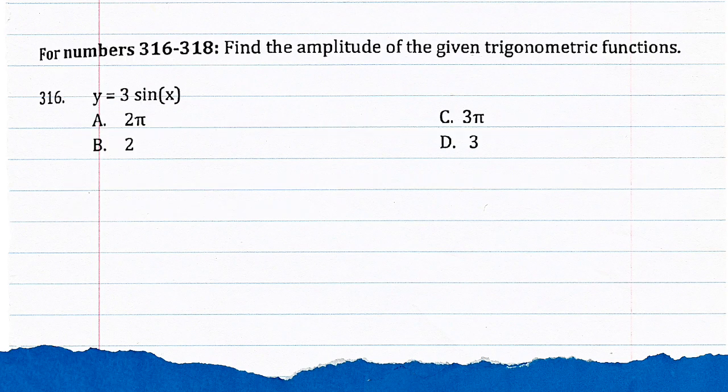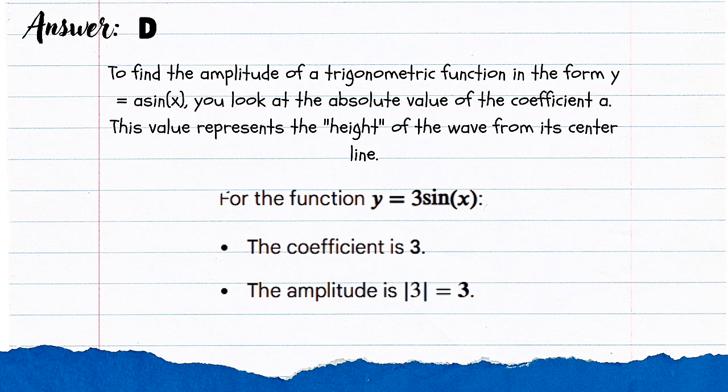For question numbers 316 to 318, find the amplitude of the given trigonometric functions. Question number 316. Y equals 3 sine x. And here are the choices. Letter A, 2 pi. Letter B, 2. Letter C, 3 pi. Letter D, 3. And the answer is letter D.